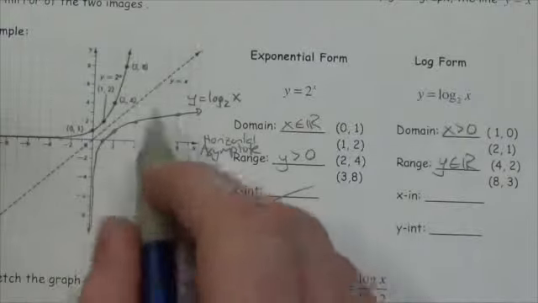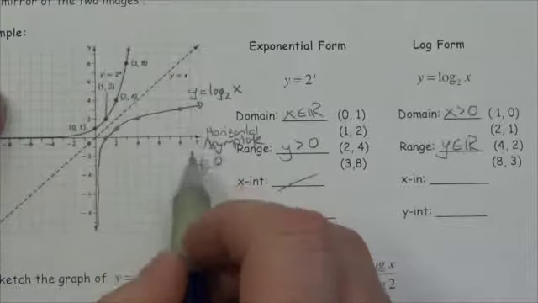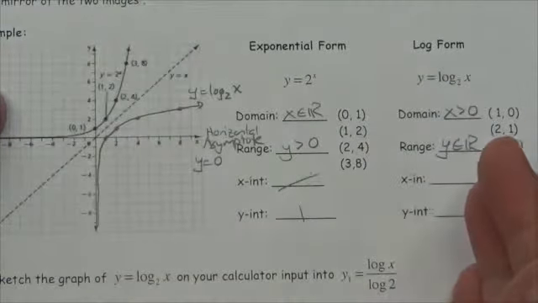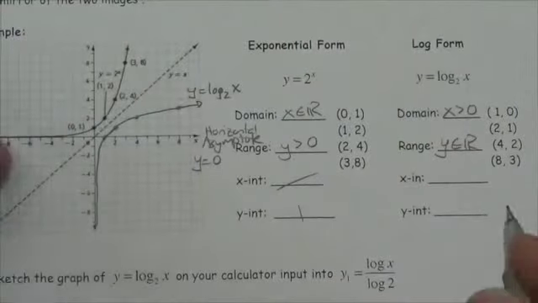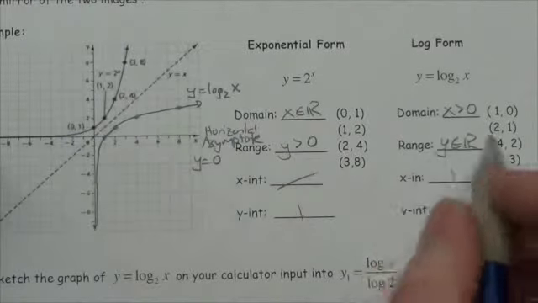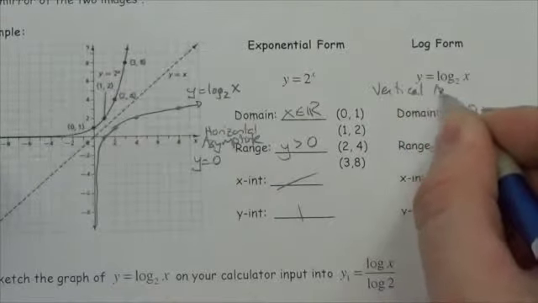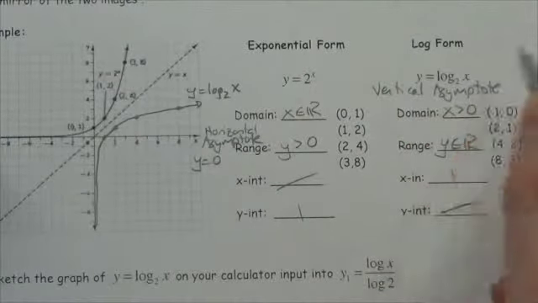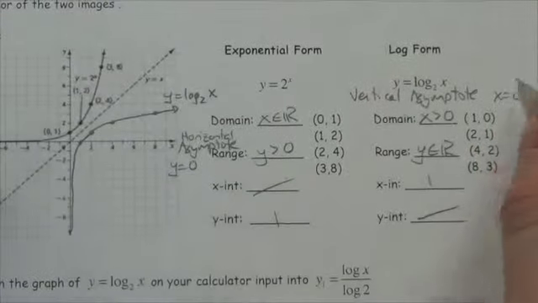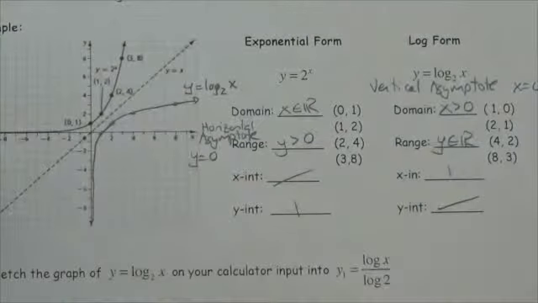For example, for this particular graph right here, the y-coordinate only gets to 10 when your x-coordinate is out past 1,000. Logarithmic functions tend to grow really, really slowly. The x-intercept here is going to be 1, and it won't have a y-intercept. And again, the reason for this is because it has a vertical asymptote. This is a line that it approaches but doesn't get to, at x equals 0, the y-axis, because the logarithmic graph gets closer and closer to it. Now, if you want to see how to graph these things, I'll show you on your calculator here.